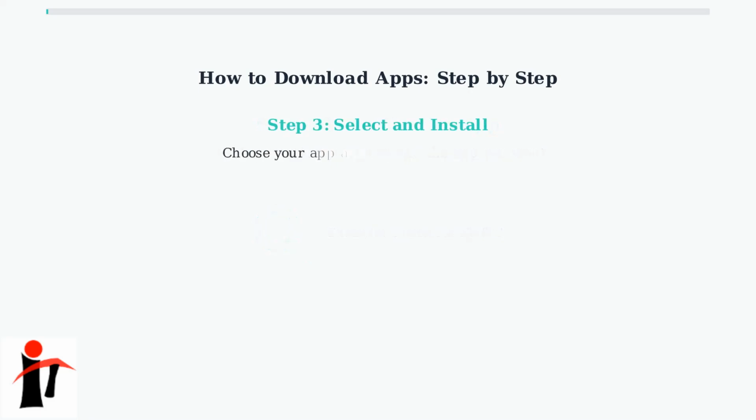Step 3. Once you've found your desired app, simply select it and click the Install button. The download and installation process will begin automatically, and you'll see a progress indicator.